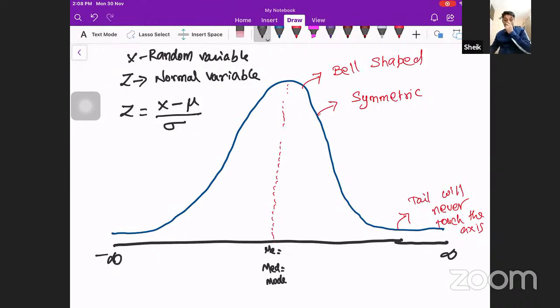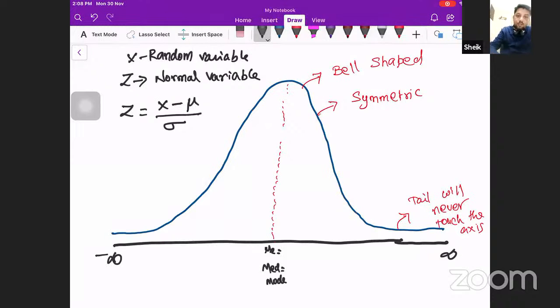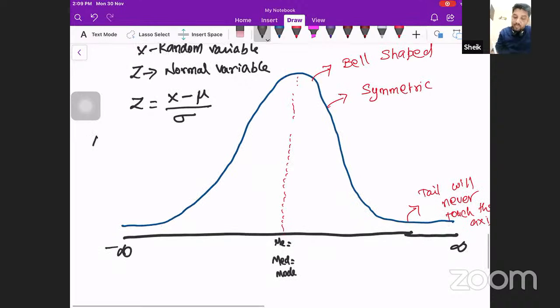So x is the random variable and z is the normal variable, and the conversion is Z equal to x minus mu by sigma. It's a bell-shaped curve. It is symmetric, and the tail will never touch the axis.